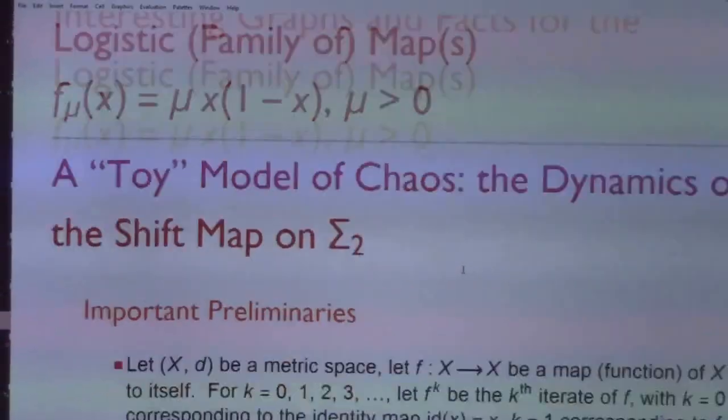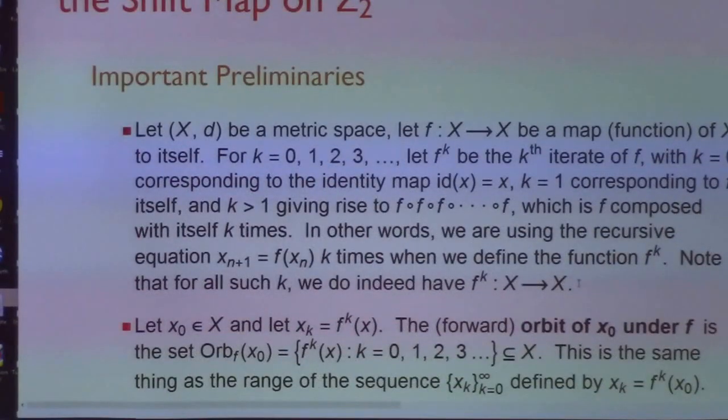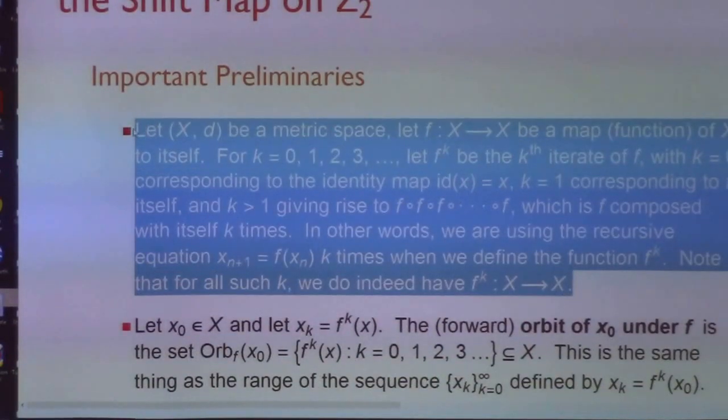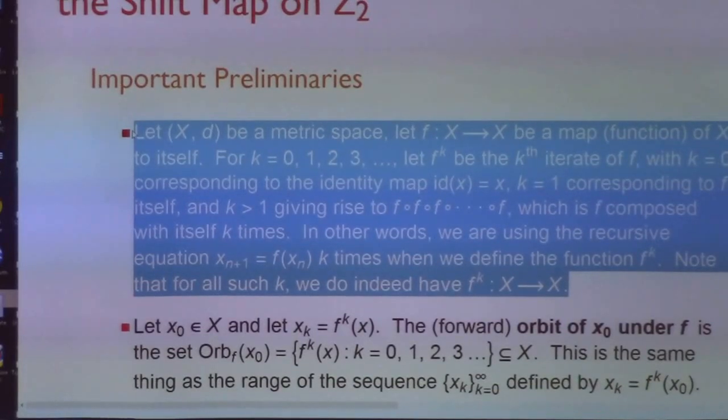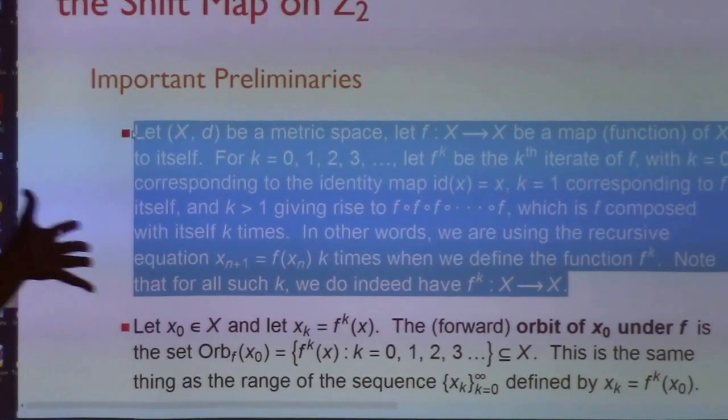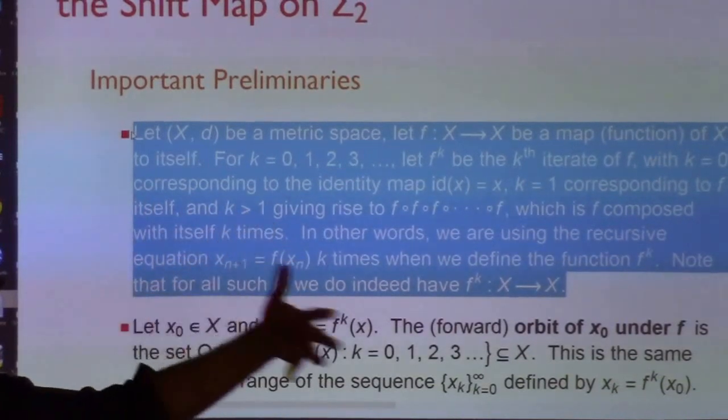Just to quickly go over here. I've got to go quick. More time goes by when you're giving a talk. It's really fast for me, I know, not for you necessarily. You've got a metric space. You've got a function f defined on the metric space, mapping the metric space to itself.